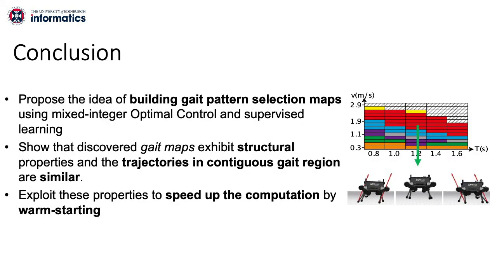To conclude our work, we propose the idea of building gait pattern selection maps using mixed integer optimal control and supervised learning. We show that discovered gait maps exhibit structural properties, and the trajectories in contiguous gait regions are similar. We exploit these properties to speed up the computation by warm starting.